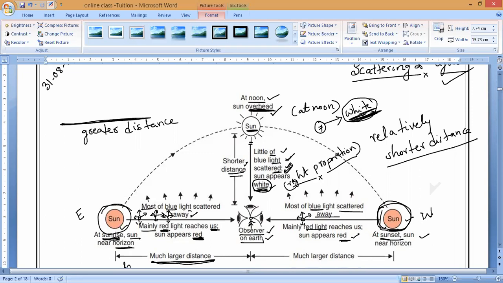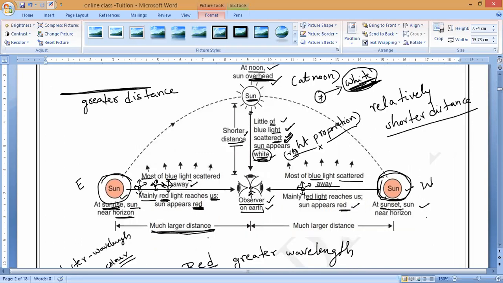Please, all of you, draw this diagram. If you draw this diagram, one MCQ, 100 times, one MCQ will come from this concept for your board exam also. Remember that. A very important concept this is. Please, all of you, note it down. Very important concept. Much larger distance. Here, shorter distance.